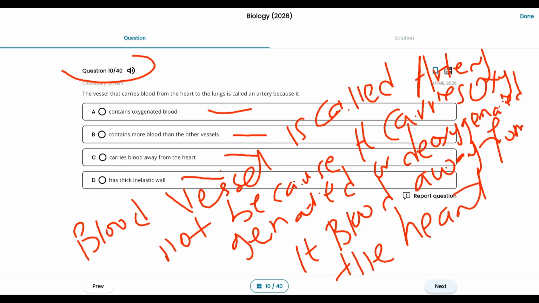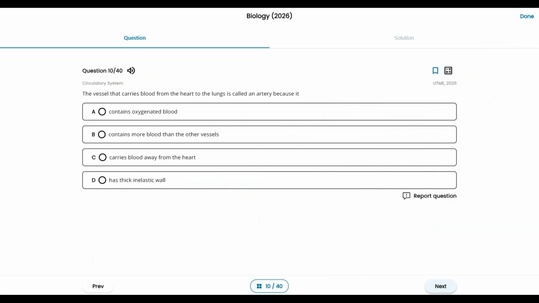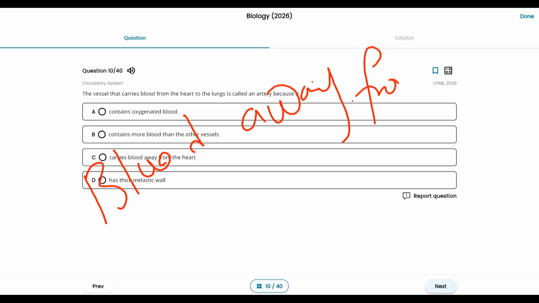Are you with me? So a blood vessel is called an artery not because it carries oxygenated or deoxygenated. No, that is not the reason. The reason is because it carries blood away from the heart.